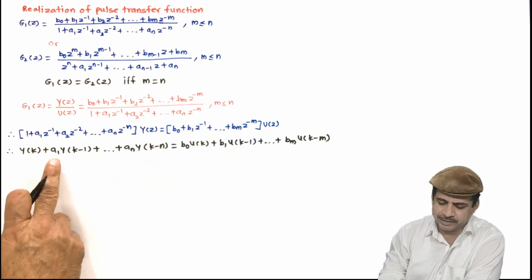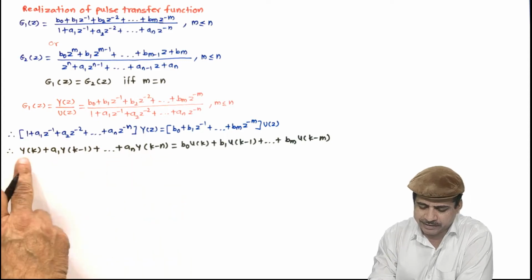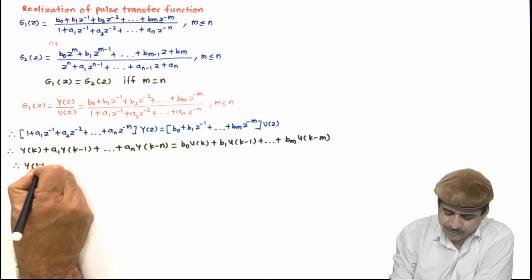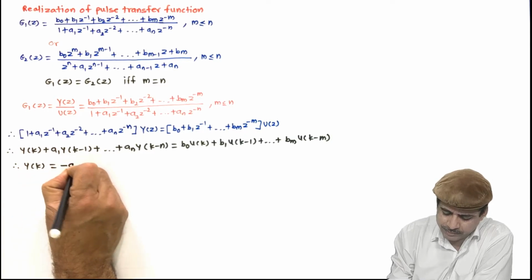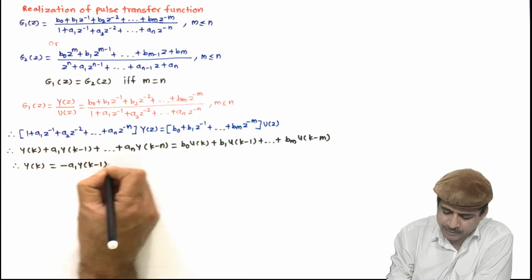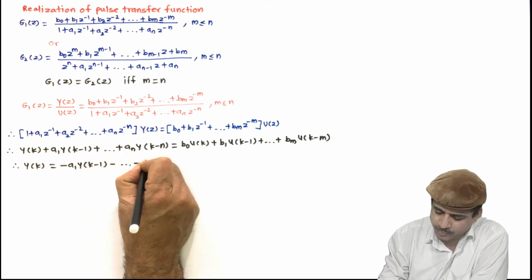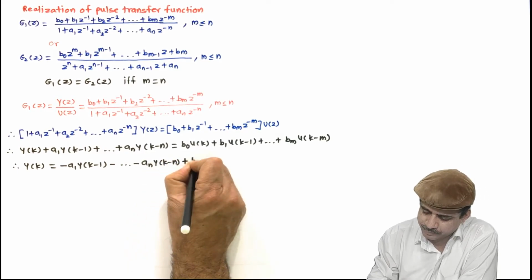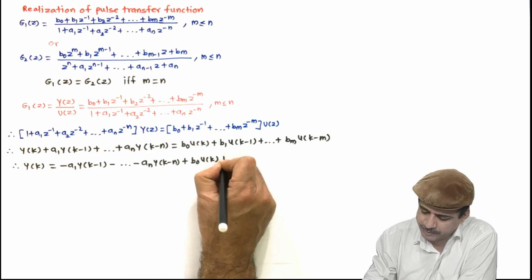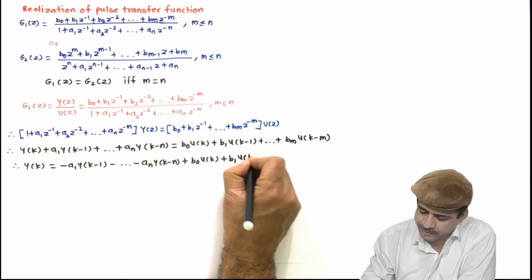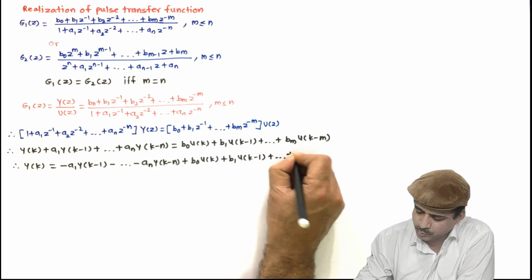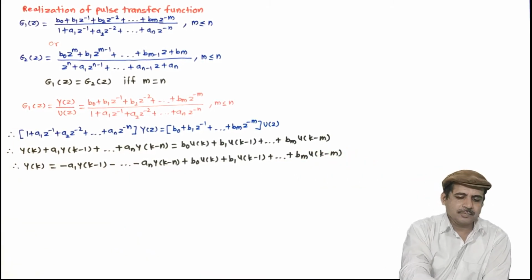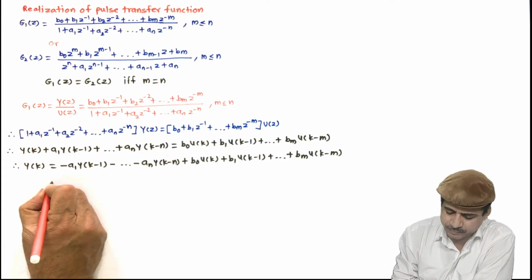And the same can be represented if I take all the terms except y of k to the right hand side. So y of k is equal to minus a1 y of k minus 1 minus so on up to minus an y of k minus n plus b0 u of k plus b1 u of k minus 1 so on up to bm u of k minus m.